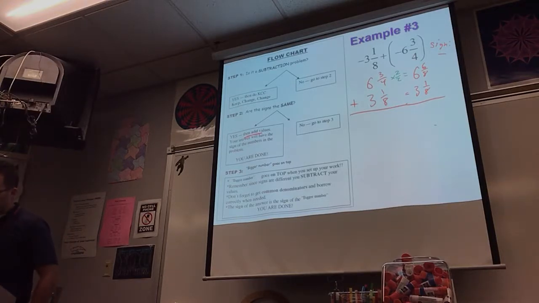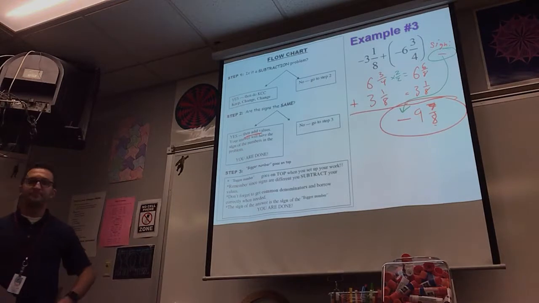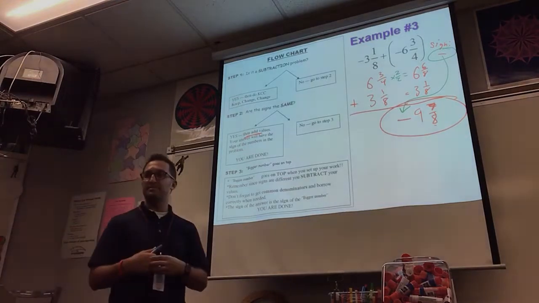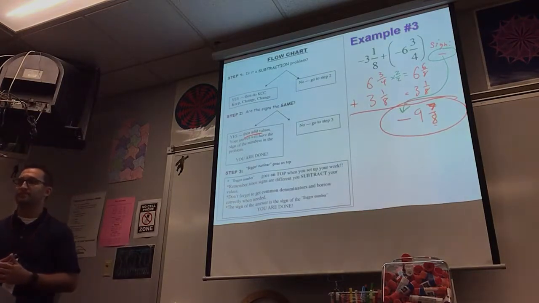6 plus 1 is 7/8. 6 plus 3 is 9. It's not 9 and 7/8. Negative 9 7/8. It's negative 9 7/8. Draw that arrow, guys. I know it seems silly, but draw that arrow. It will remind you to keep the sign the way it's supposed to be. Many of you on your quiz did not, so fix that mistake.